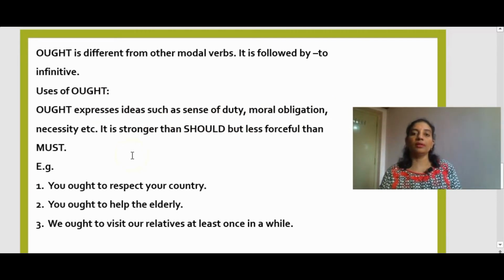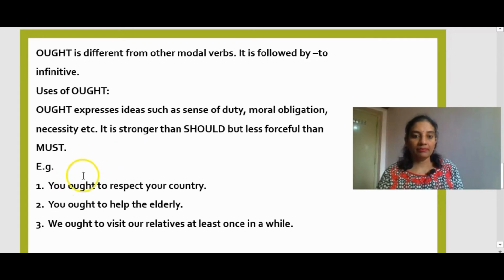Oh my God, aren't you tired of listening to these terms, sense of duty, moral obligation, necessity? What is this? Every time, why? Why is it so? Because these three modals, should, ought to and must, are almost used for the same purpose of conveying sense of duty, moral obligation and necessity, but with different degrees. Should is the least forceful, whereas must is the most forceful. And ought to is in between.